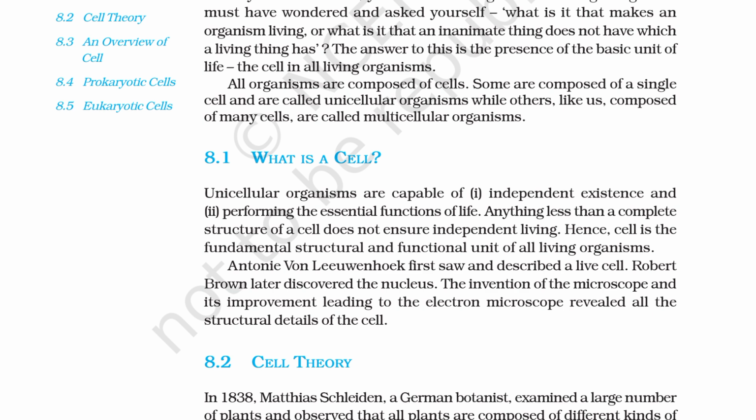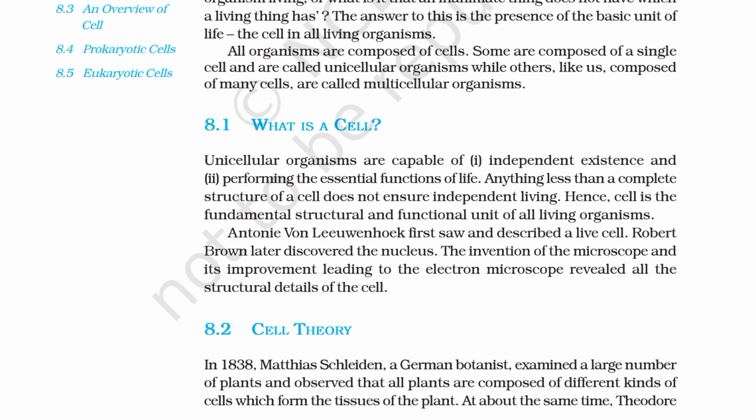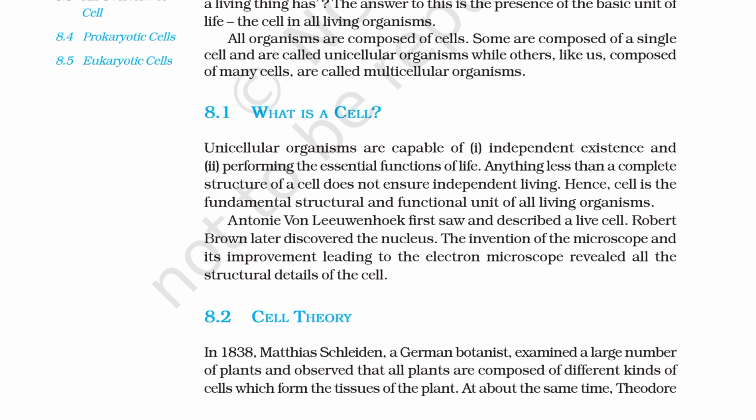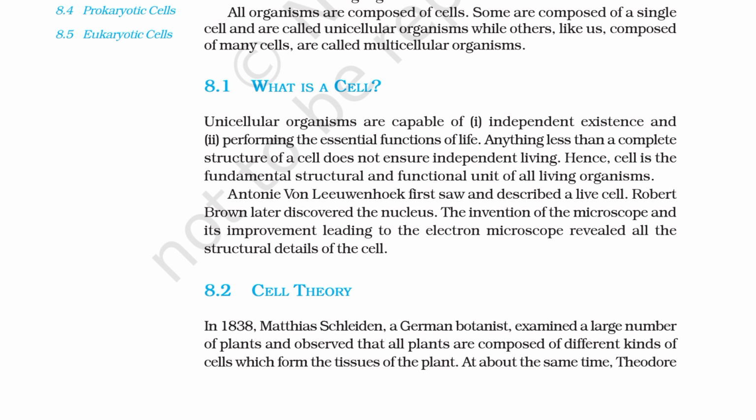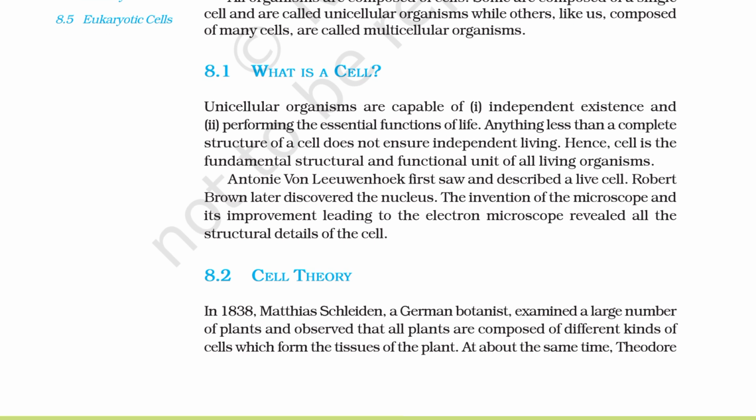Anton von Leeuwenhoek first saw and described a live cell. Robert Brown later discovered the nucleus. The invention of the microscope and its improvement, leading to the electron microscope, revealed all the structural details of the cells.